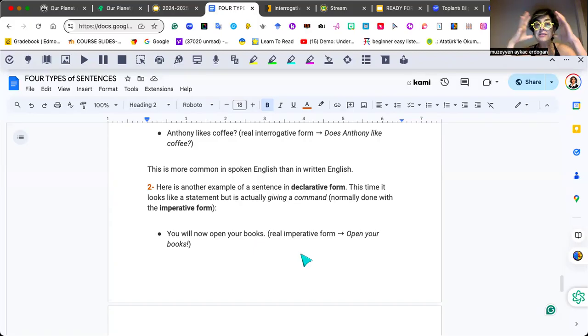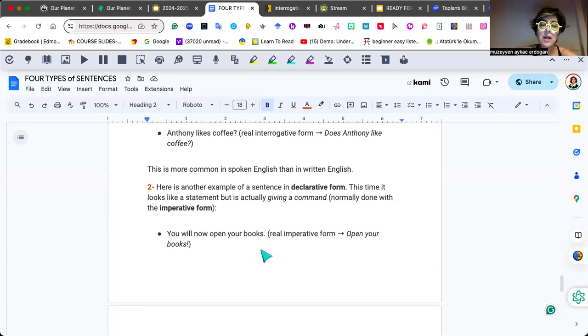Okay. Again, there is the intonation. There is the difference in the way of your speech, and the intonation of your speech can tell the reader you're not just giving the information, but you are giving a comment. Okay. You will now open your books gibi. You can also use the exclamation mark.